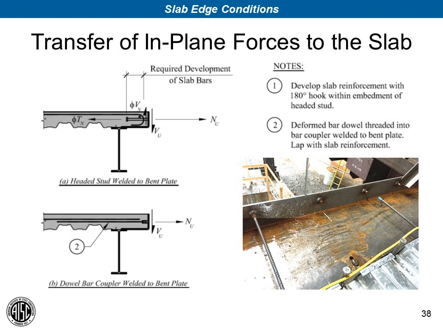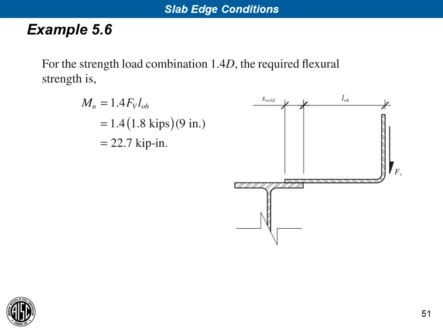All right. So our next question will be on this example 5.6. And the question is, should the wet weight of the concrete be accounted for in sizing the bent plate and the weld attachments of the bent plate?